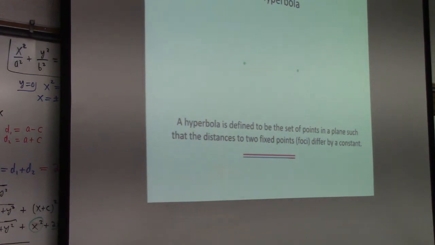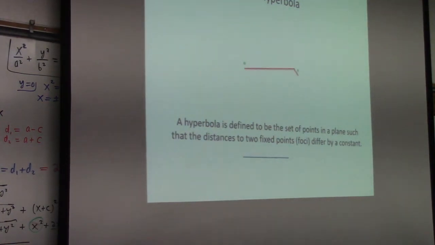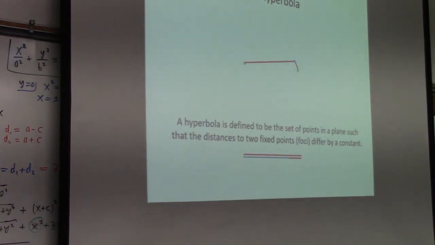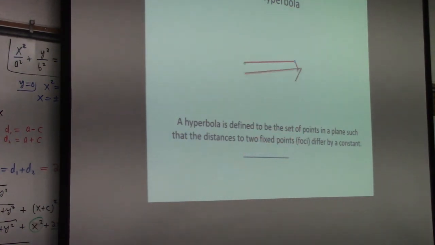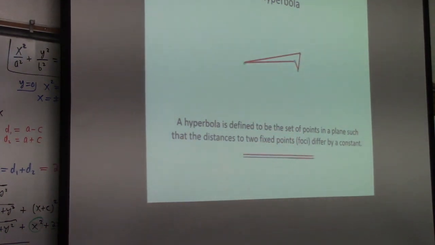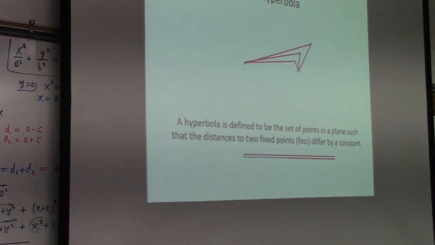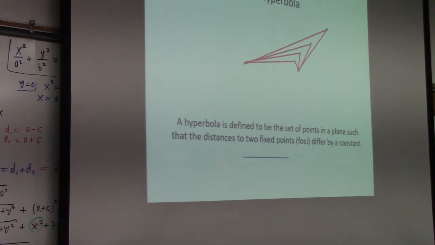So does that make sense? The blue line is the difference. So a little red line and the longer one, the longer minus the littler is always fixed to be blue. It's like, oh, hey, that's cool. And so you can see how that starts to create.